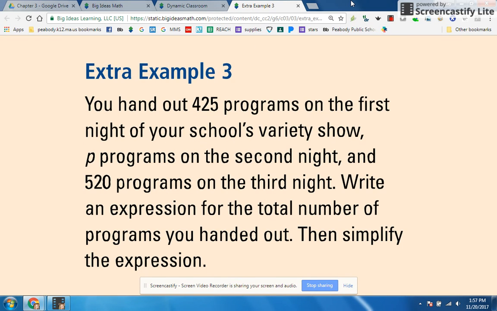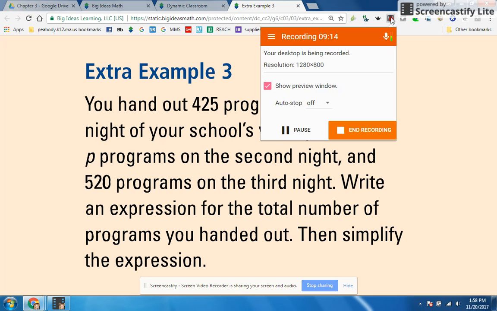This will be your last one, so see if you can figure it out. You hand out 425 programs on the first night of your school's variety show, P programs on the second night, and 520 programs on the third night. Write an expression for the total number of programs you handed out, and then simplify the expression. So total would mean add, so write out what it would look like as an addition problem, and then simplify it by adding the two numbers together and then adding the letter to it. So that's your last one, so give that a shot.